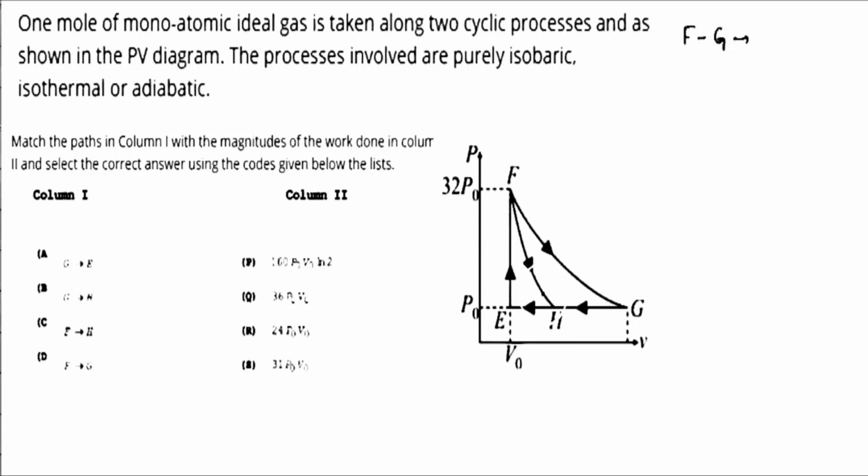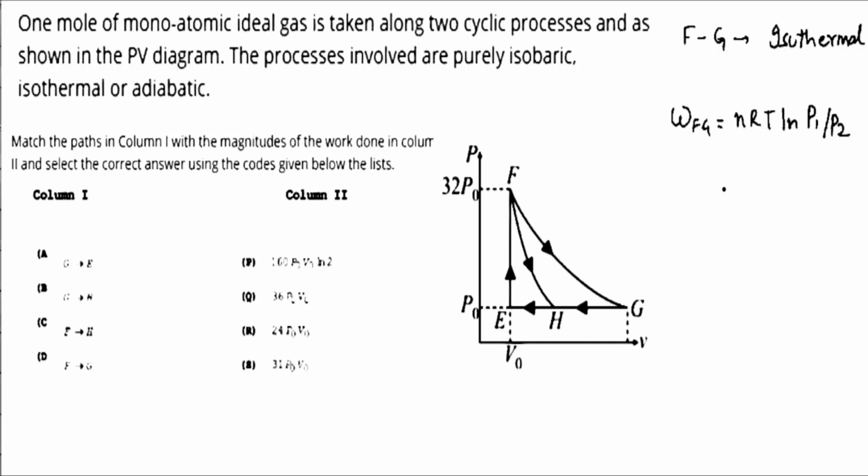Why isothermal? Because we can see that the slope of isothermal is less than the slope of the adiabatic process. So this is an isothermal process where the temperature is constant. And what is the formula for work done in an isothermal process? So WFG will be simply equal to nRT ln.